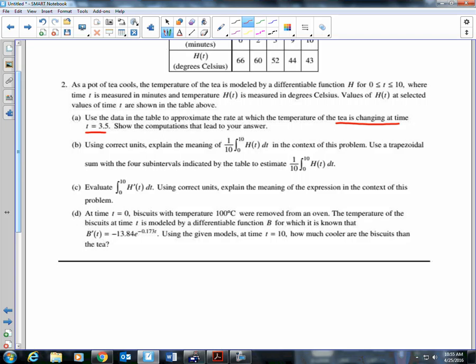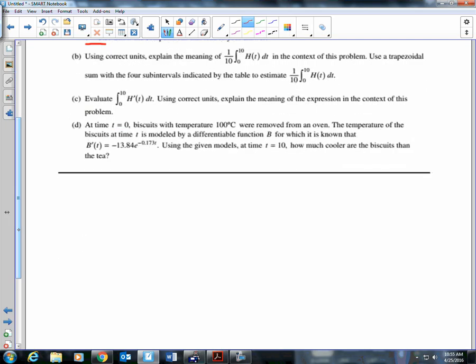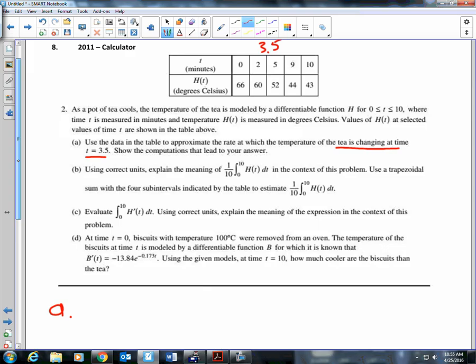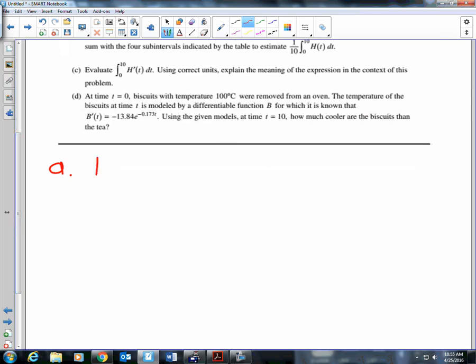Again, I think this is a problem that hopefully everybody could expect to have some success on if they were taking the test. So what we want to do is find h prime of 3.5. h prime means the derivative or the slope. So I will take y sub 2 minus y sub 1 over x sub 2 minus x sub 1: h of 5 minus h of 2 over 5 minus 2.